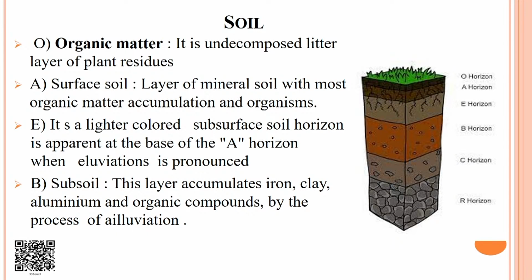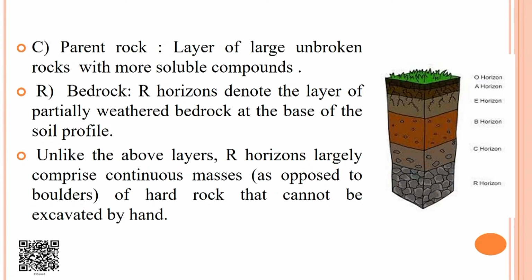Next layer is B, subsoil. This layer accumulates iron, clay, aluminium and organic compounds by the process of illuviation. Next layer is C, or parent rock, a layer of large unbroken rocks with more soluble compounds. Next, R bedrock or R horizon denotes a layer of partially weathered bedrock at the base of the soil profile. Unlike all the layers we have discussed, the R horizon largely comprises continuous masses of hard rock that cannot be excavated by hand.